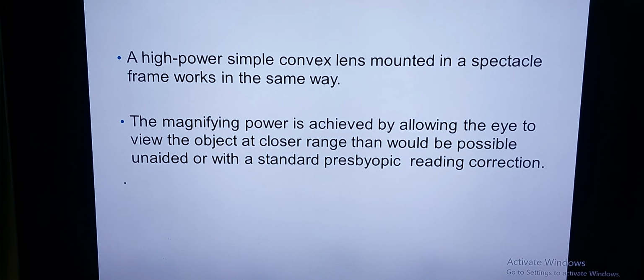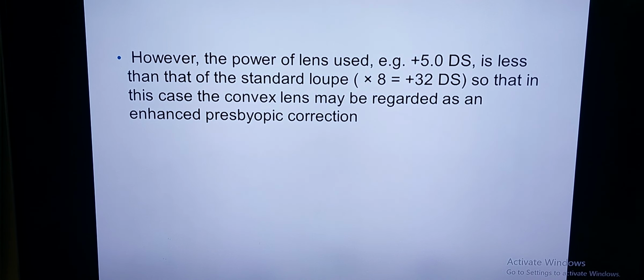A high power simple convex lens mounted on a spectacle frame works in the same way. The magnifying power is achieved by allowing the eye to view the object at closer range than would be possible unaided or with a standard presbyopic reading correction. However, the power of the lens used, that is 5 diopters, is less than that of the standard loupe. We have already studied that the magnifying lens has a power of plus 32 diopters. So in this case the convex lens may be regarded as an enhanced presbyopic correction.